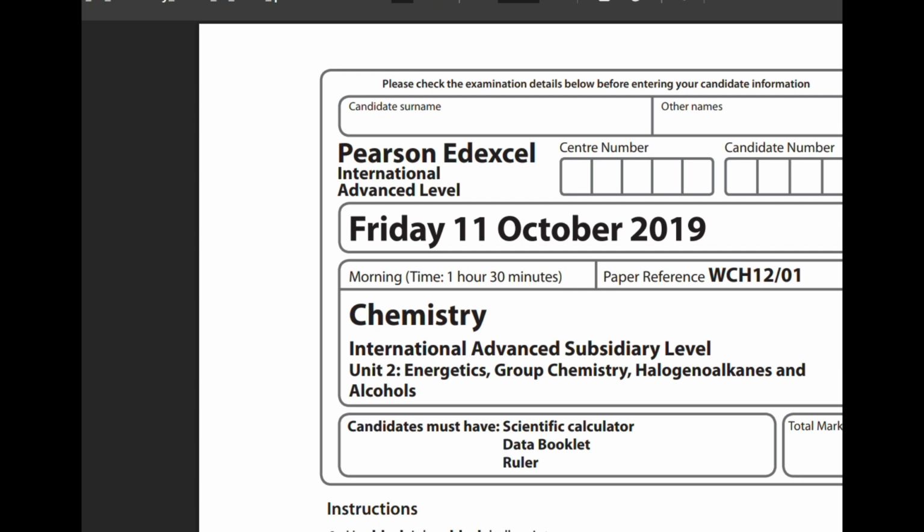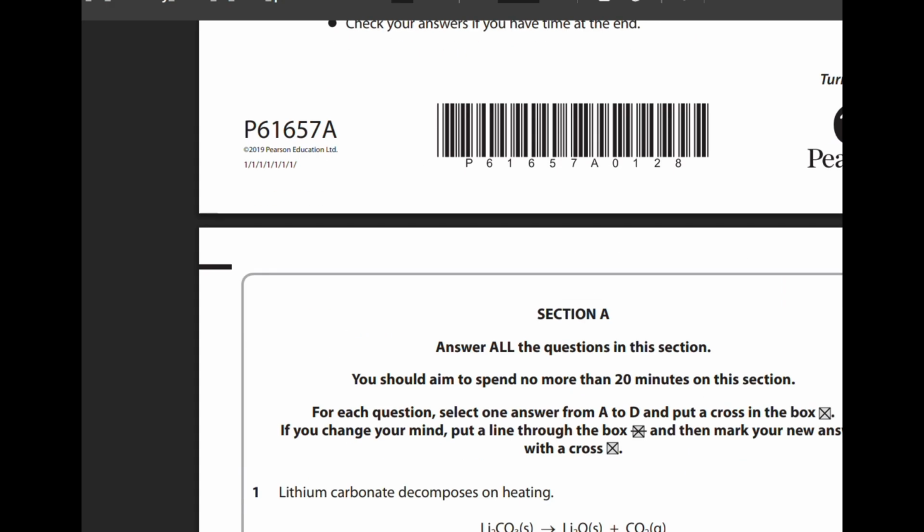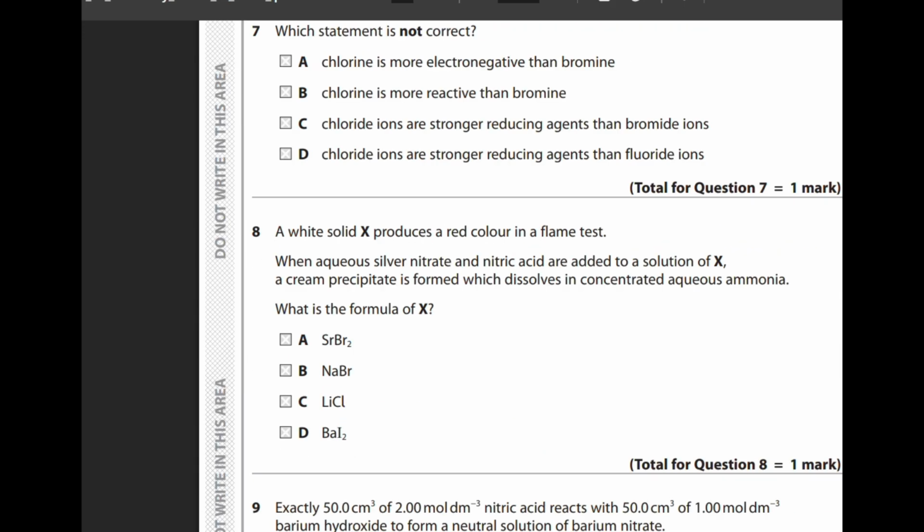Today we are going to discuss Edexcel IAL Chemistry October 2019 paper 2. We have already discussed section A of this paper. Now today we are going to discuss section B.